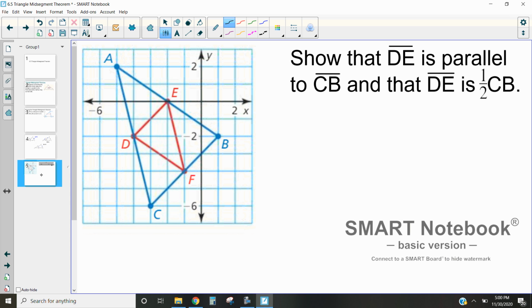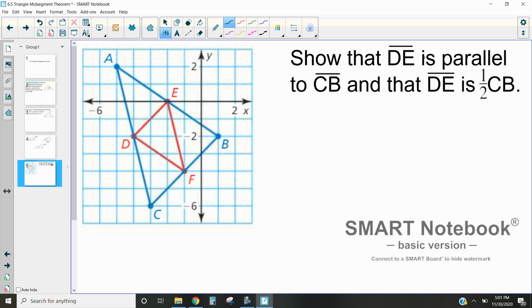Now, this last question that we're going to go over is we want to show that DE is parallel to CB and that DE is half of CB. This is really important, and it really comes into play when we do the triangle midsegment theorem proof. We want to prove that these two lines are parallel, and because they're parallel, we can then determine whether or not that one's half the length. So let's start by determining whether or not these lines are parallel. To show that they're parallel, we just need to show that they have the same slope.